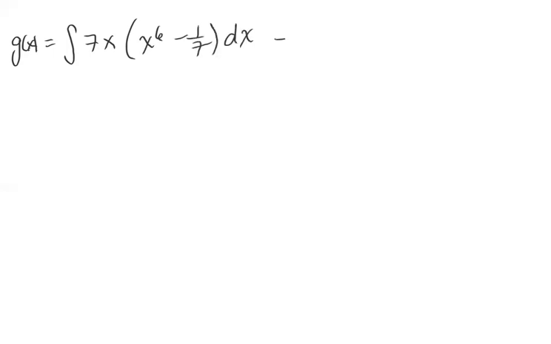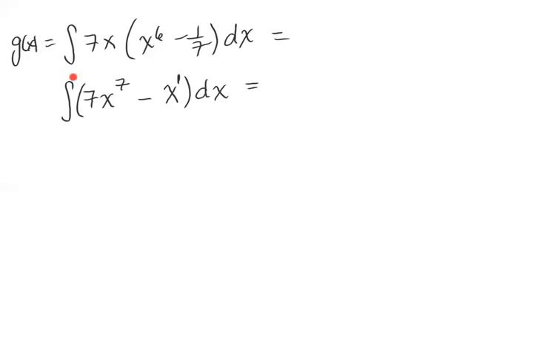I'm going to distribute. This is equal to the antiderivative of 7x times x to the 6th, which is 7x to the 7th, minus 1/7 times 7x, which would be just x dx, or x to the 1 if you prefer that. That one I know how to find the antiderivative of. I have rules that tell me how to do that.